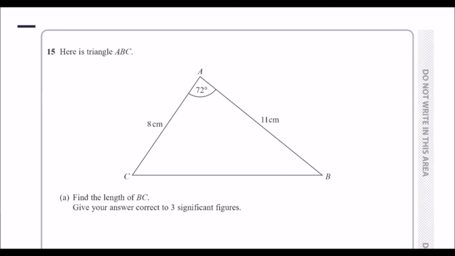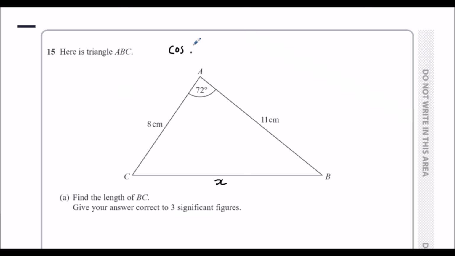Question 15, here is a triangle, ABC. Find the length of BC. So it's not a right angle triangle, so we're not going to use Pythagoras or SOHCAHTOA. It's a cosine rule question. So sine rule is when we have opposites. We've only got one angle involved in this question. We've got two lengths and an angle between them. So it's a cosine rule question.